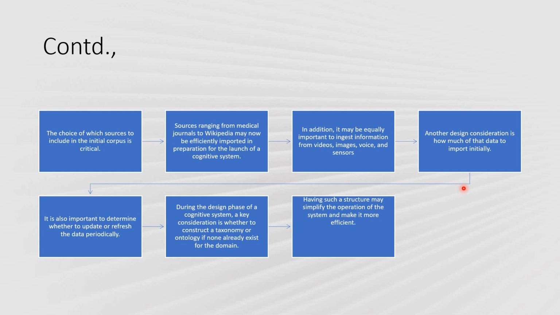Another very important consideration is how much of the data to be imported initially. I have a large volume of data when I start the work, but for the base corpus, how much of it will make sense? It is very important to determine and to understand how to update or refresh the data periodically and how often. I am going to refresh, I am going to update, because corpus is never static.